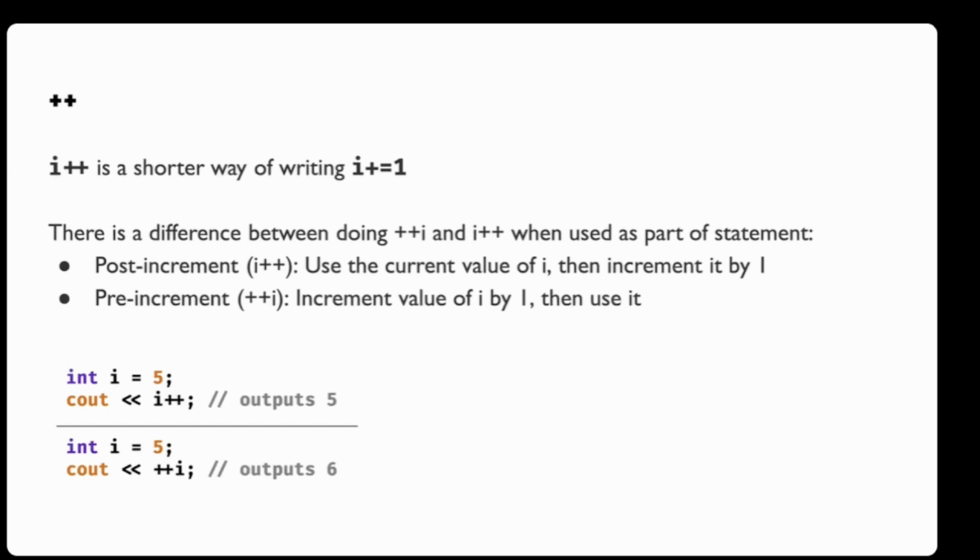And there is a difference between doing plus plus i and i plus plus when used as part of a statement. i plus plus is post-increment. It uses the current value of i and then increments it by one. But for pre-increment, it does it the other way around. It increments it first, then it uses it. So if you look at the code below, you can see the difference. It's kind of clear. It prints 5, then it increments. But for pre-increment, it adds first, then it prints 6.